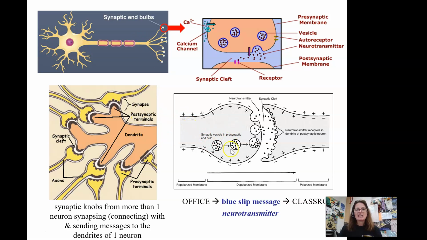And so the message gets to the end, and these little vesicles with neurotransmitter can pass that message to the next cell. I also think of this like the office needing to send a message. They send those little blue slips: you need to come and see me. The blue slip is the neurotransmitter, floating through school, and then it gets to the classroom, and there's going to be a response.